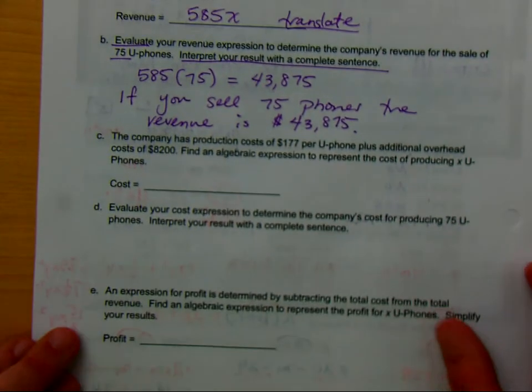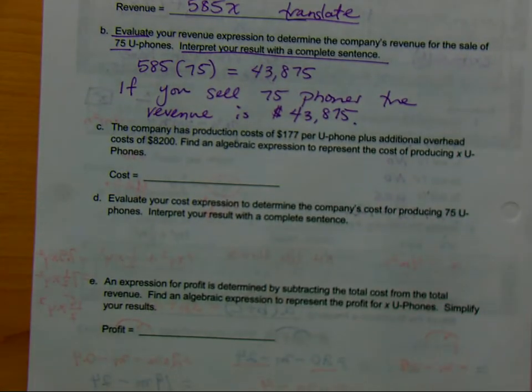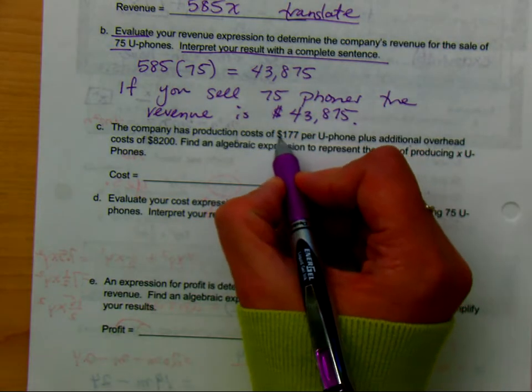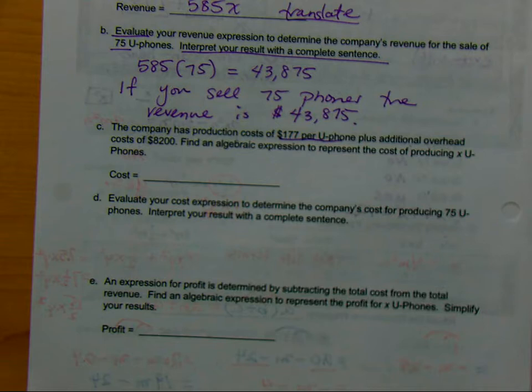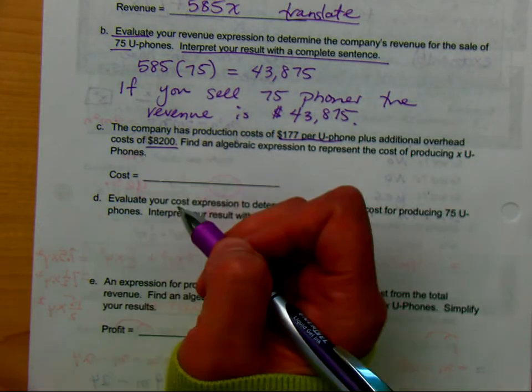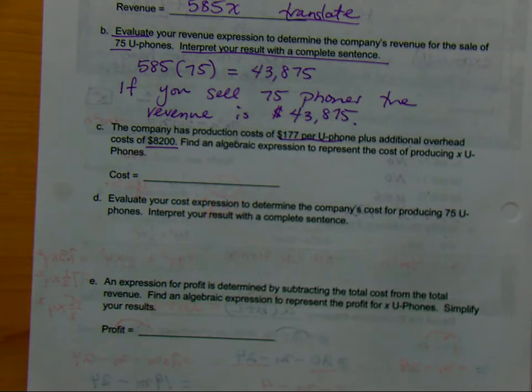Okay, let's do the next one. The company has production costs of $177 per U-phone plus additional overhead costs of $8,200. Find an algebraic expression to represent the cost of producing X number of U-phones. Who could tell me what would be an expression for the cost? Any thoughts about that? Make it up.